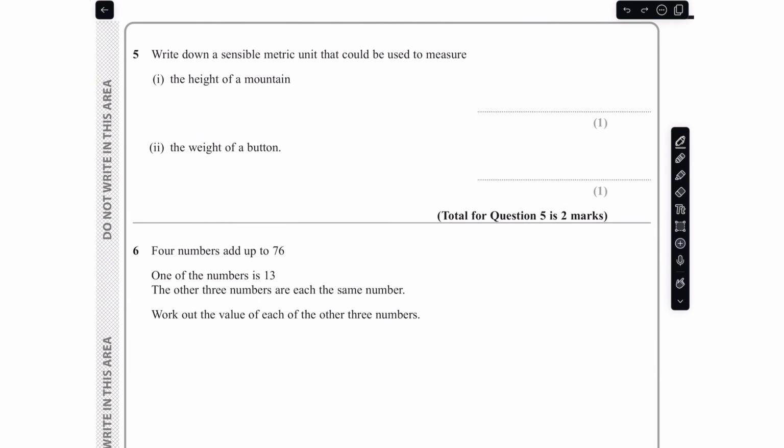In the first part of question 5, we are told to write down a sensible metric unit that can be used to measure the height of a mountain. So if you're measuring the height of a mountain, you would measure that in kilometers. And for the weight of a button, in the second part, we can measure that in grams.